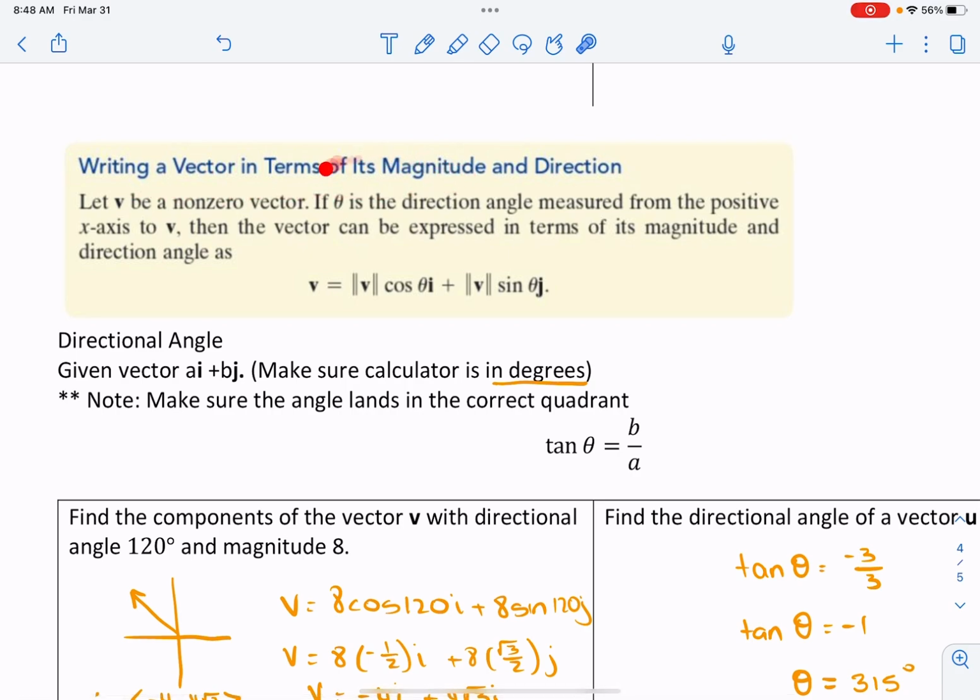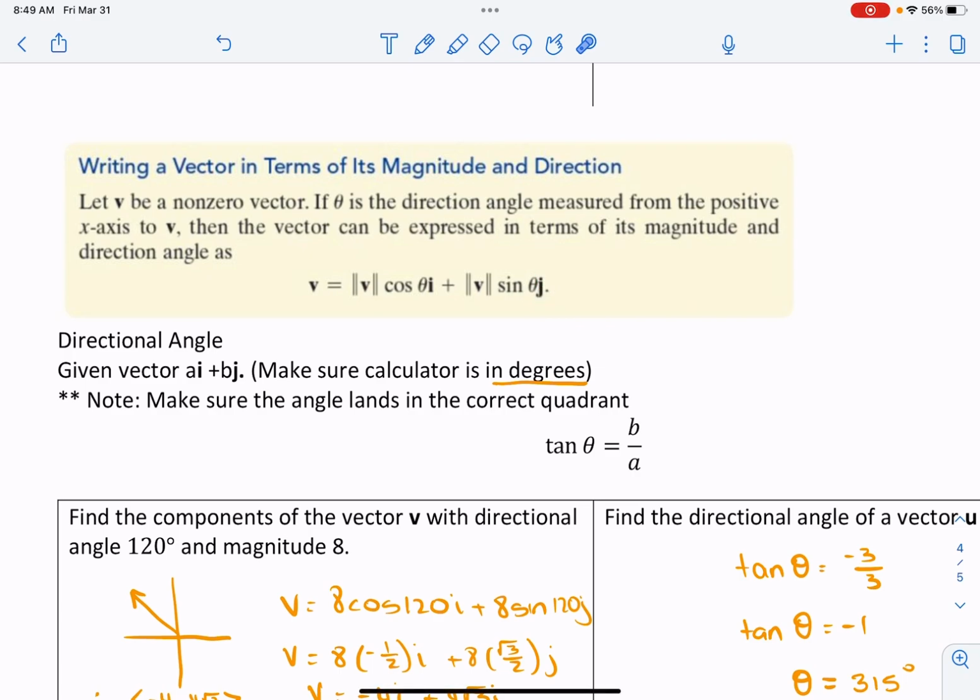Now, writing a vector in terms of its magnitude and direction. So this is another way we can do it. Here, we would write the vector as the magnitude times cosine of the angle, because sometimes they may be giving us the magnitude and the angle, and they want us to write it in linear combination or component form. So it is the magnitude cosine of theta i, because remember cosine back when we were doing trig, that represented our x, and then sine represented our y. So plus the magnitude sine of theta j.